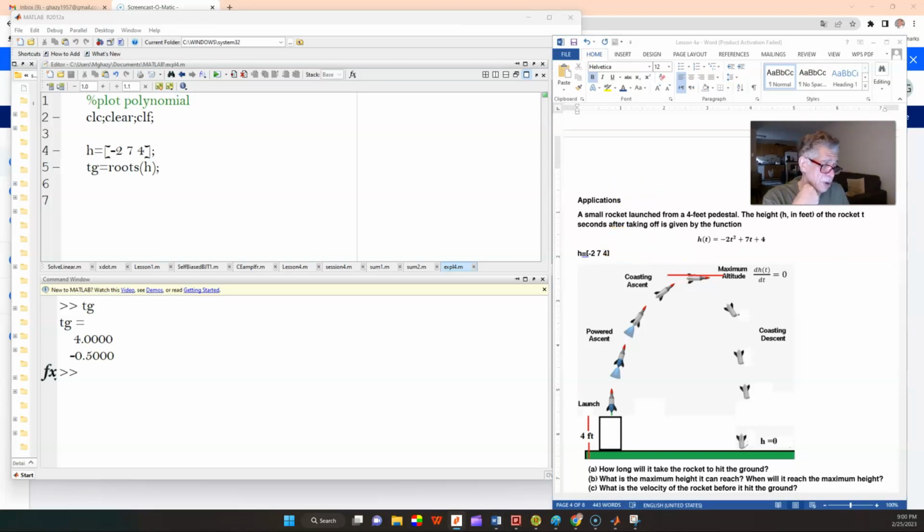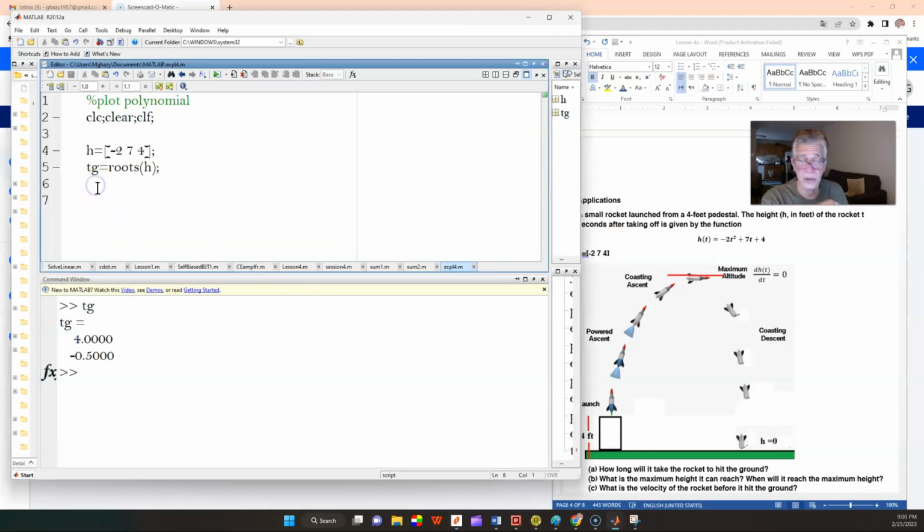So now how do you find the derivative? Easy. I will call it velocity. It gives me the derivative, right? polyder, that's the derivative, all right? Of what? Of the polynomial. What's the name of the polynomial? h. So that will give me the derivative of the polynomial.